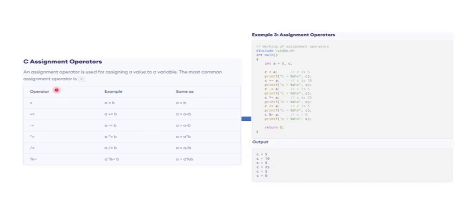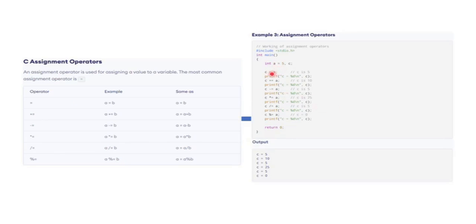Assignment operators are used for assigning a value to a variable. There are also different types: equal to, plus equal to, minus equal to, multiply equal to, divide equal to, modulo equal to. So a plus equal to b means a equal to a plus b. Similarly, a divide equal to b means a equal to a divided by b. It will perform the operation and store the value in the variable a itself. Such operators are known as assignment operators.